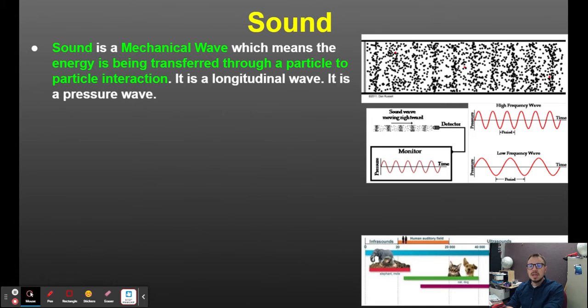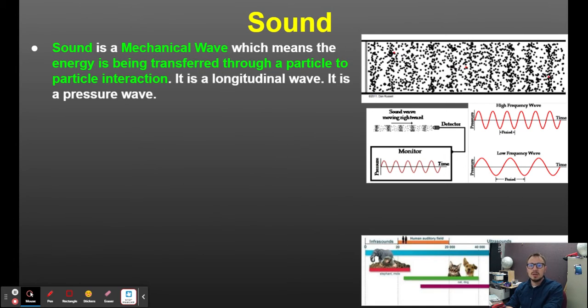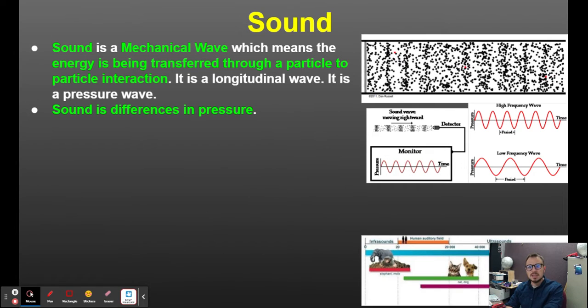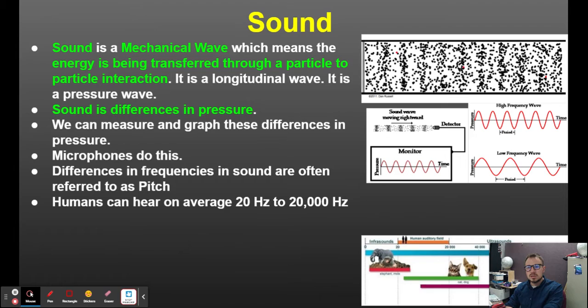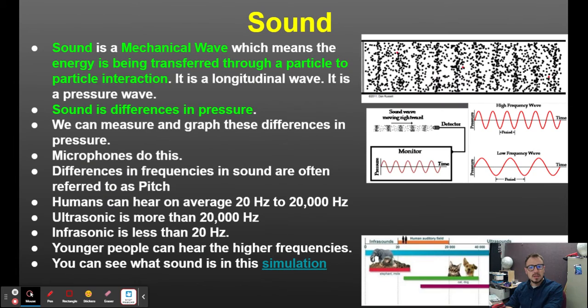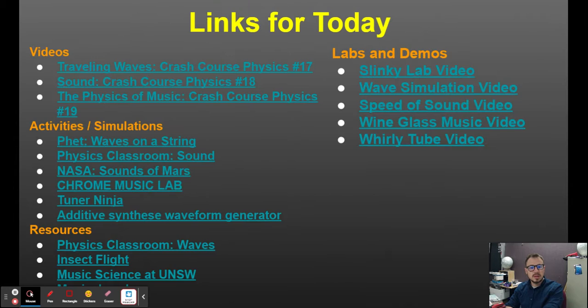Then we talked about sound. Sound is a mechanical wave in which the energy is transferred from particle to particle interaction. Sound is differences in pressure. That's really all we learned that day, but that is what sound is. It's just pressure waves being passed throughout the air.